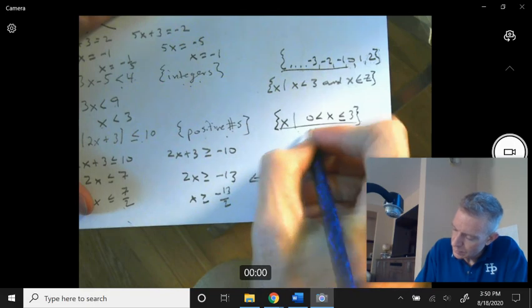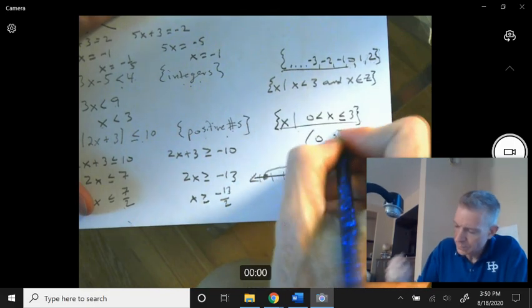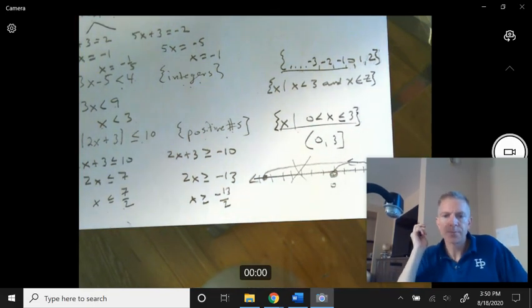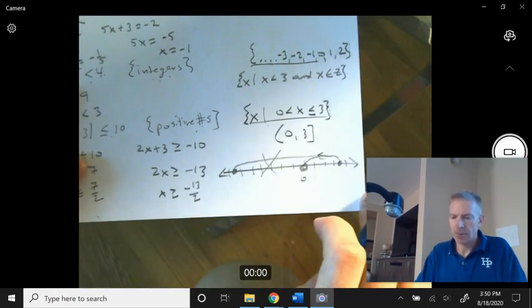Or you could write the interval from 0 to 3.5. So that's another way you could write it. All right.